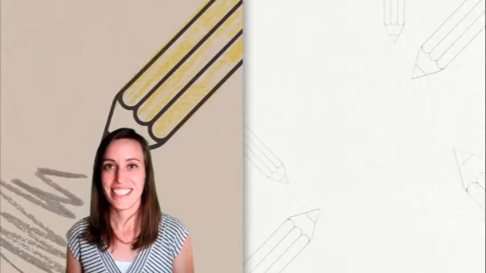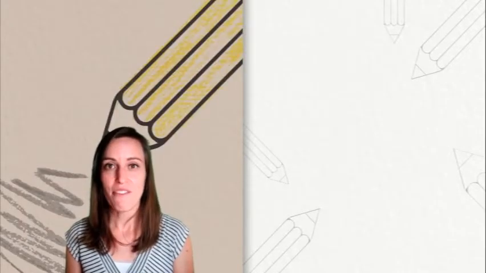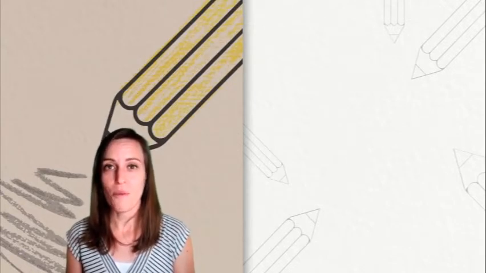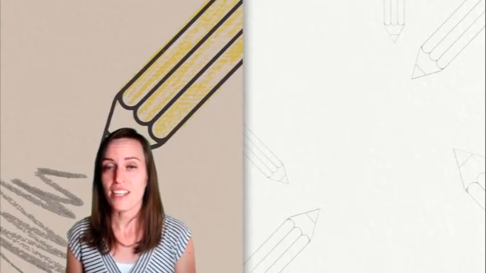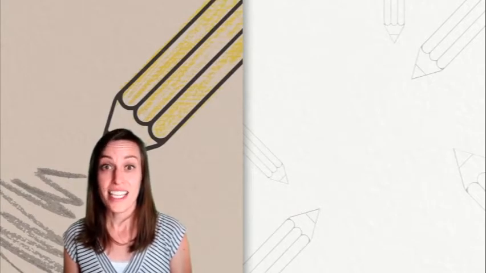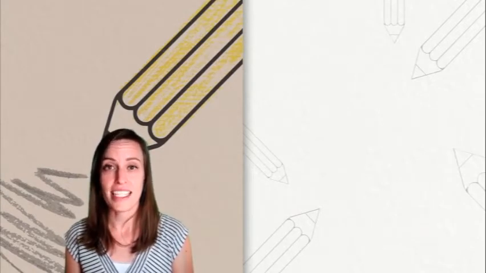Writing. Okay, get ready for some interactive writing. That means that we are going to work as a team to write a sentence together. You will need your piece of paper and your pencil. The sentence we are going to write today is, Pat's cat has a hat. Say it with me. Pat's cat has a hat.